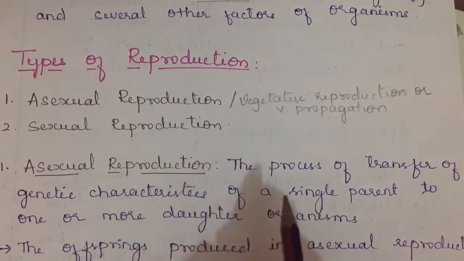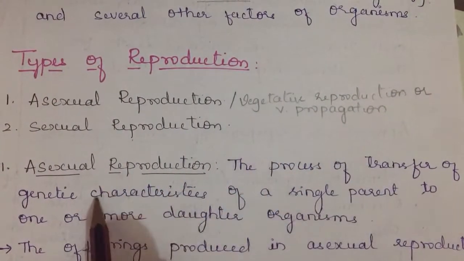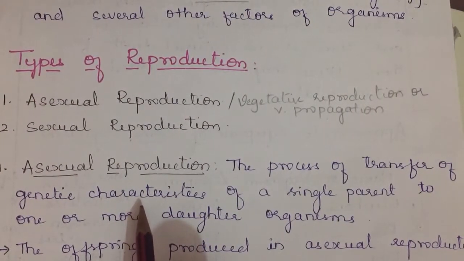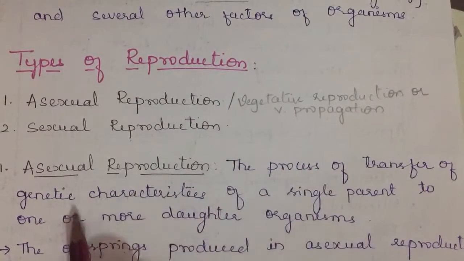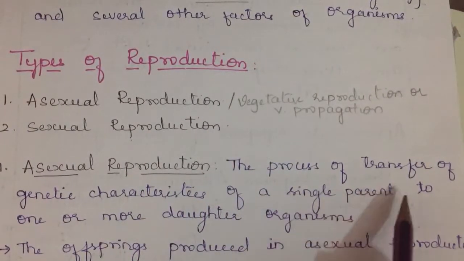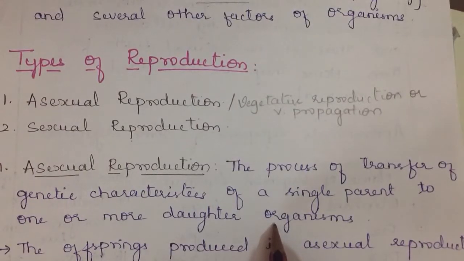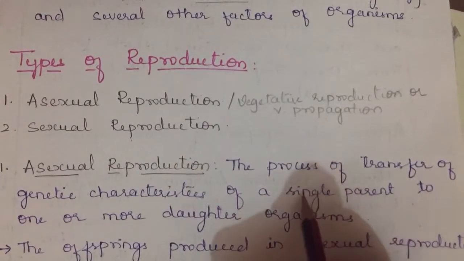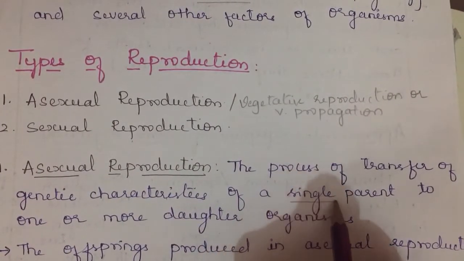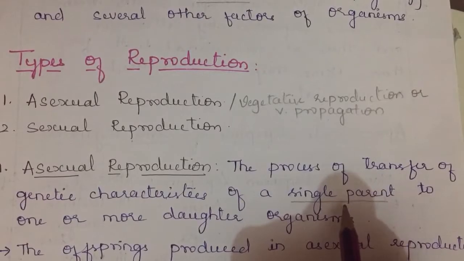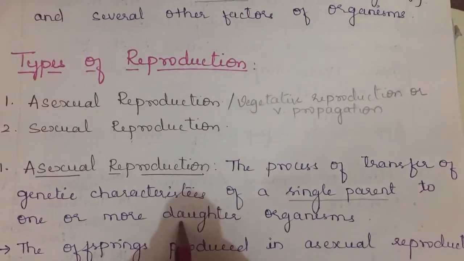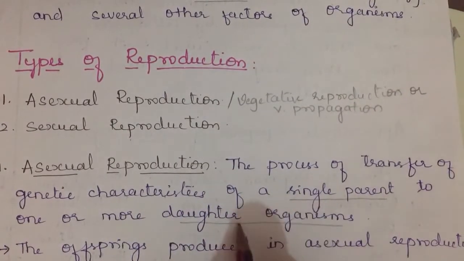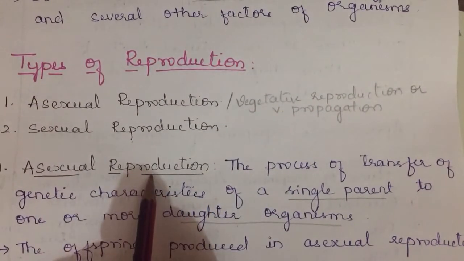Asexual reproduction is the process of transfer of genetic characters which are present in the genes, which are present in the chromosomes, of a single parent to one or more daughter organisms. In asexual reproduction, there is no sexual contact. There is involvement of only one parent, a single parent, in the formation of daughter organisms. When one parent is involved and daughter organisms are formed, we call it asexual reproduction.